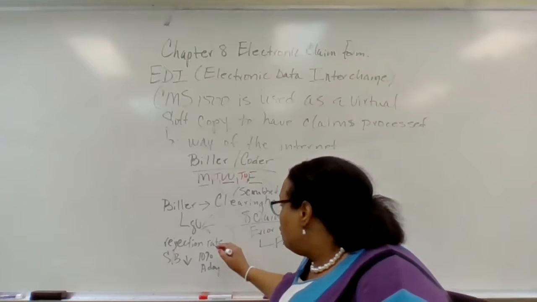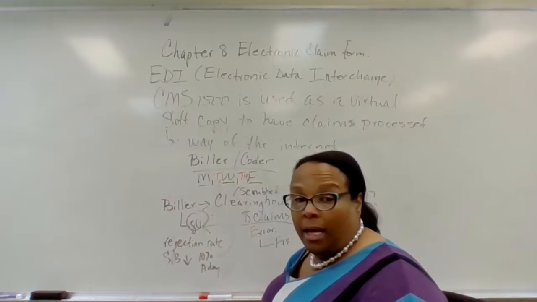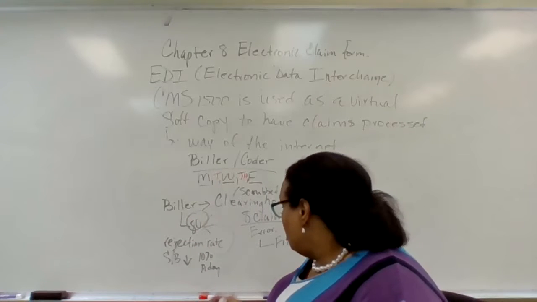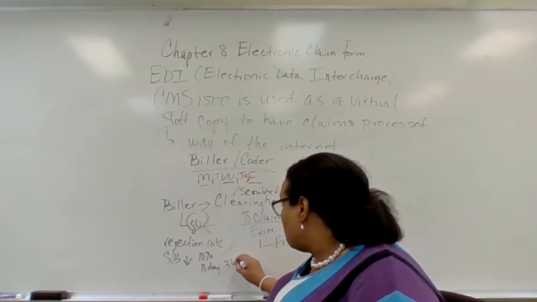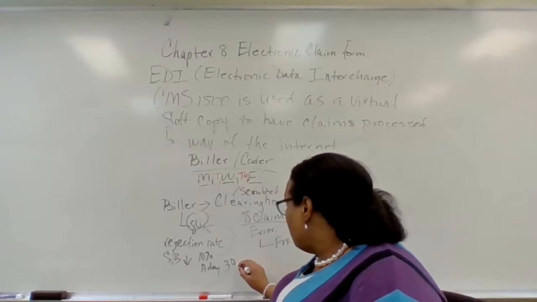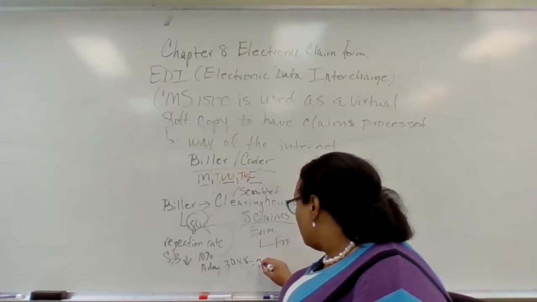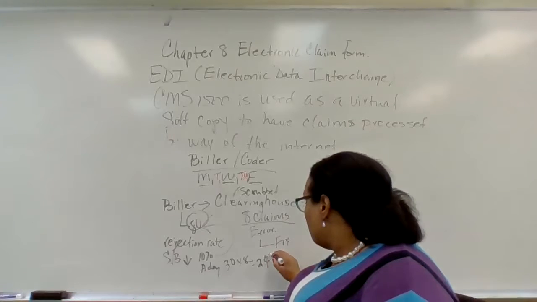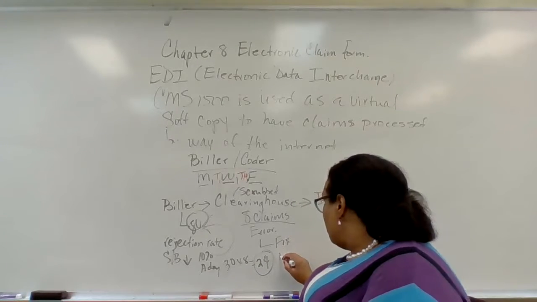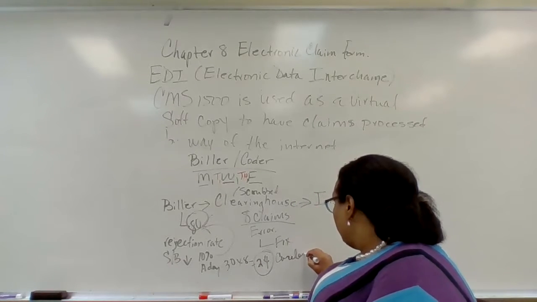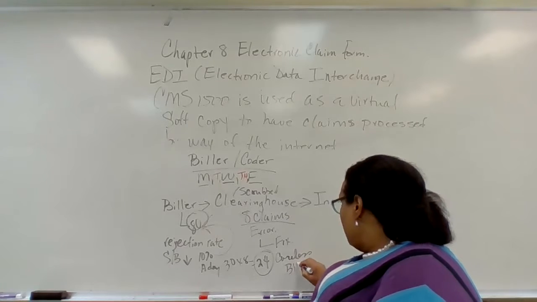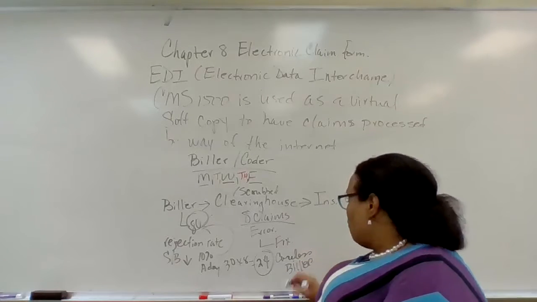Now, if you're doing, again, 80 claims and your rejection rate is 30%, and 30% of 80 is 24 claims, and you got 24 claims going out, then you're doing careless billing. Okay, now let me clarify something.